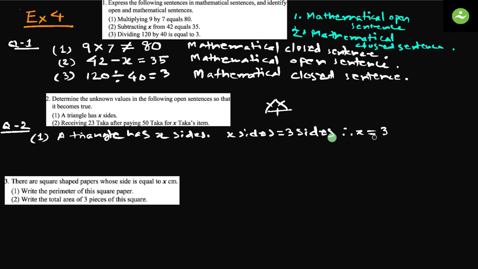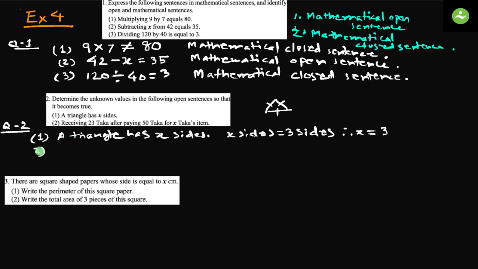And if x equals to 3, then the statement is an open sentence and it is true. If x is not equal to 3, the statement is not true. For example, if x is 4, then a triangle does not have 4 sides, so this is false, so we cannot call it true. To call it true, we have to put the value. So if we put the value 3, this becomes true. So x sides means 3 sides and x equals to 3.